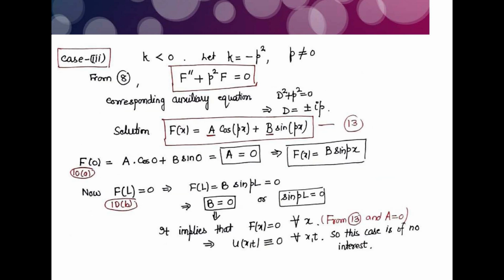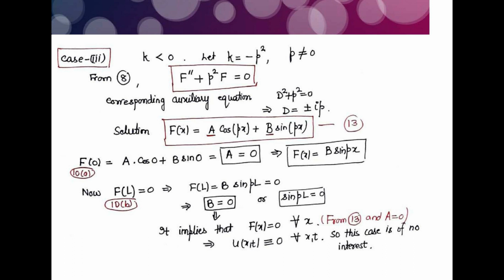Consider case number 3, when k is a negative number. So let k be minus p square, where p is not 0. So we can rewrite equation number 8 as F double prime plus p square F equal to 0, equation in the box.